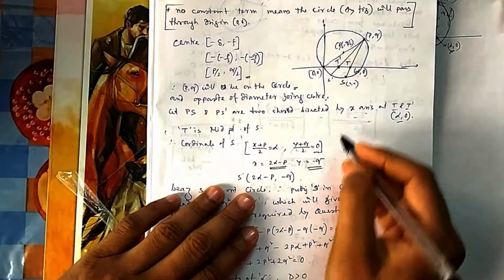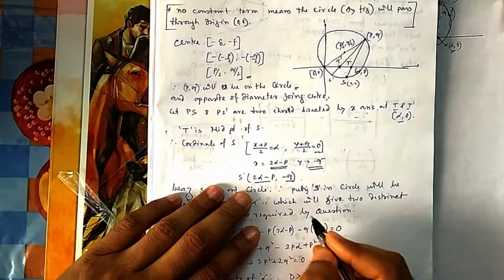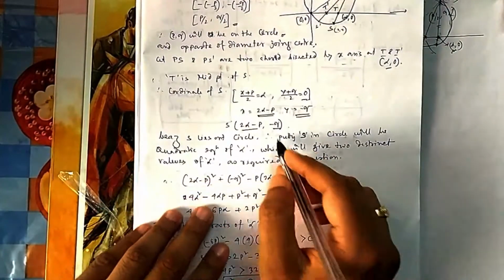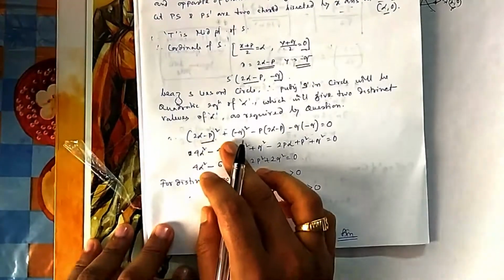So the y coordinate is this much. This coordinate, because it is the midpoint, we found using the midpoint formula. Because this is on the circle, if you put it in the circle equation, it should satisfy. In place of x and y, I am putting this one, 2 alpha minus p and minus q. So if you put it there, you will find the equation for alpha.